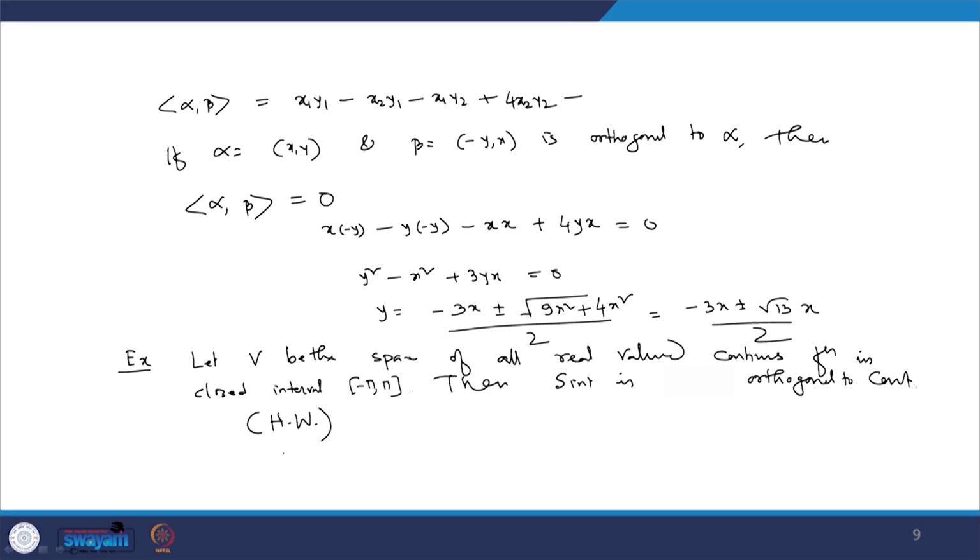We will discuss more about orthogonal sets and orthogonal vectors in our next class. So we see that if two vectors are orthogonal, they have to satisfy certain criteria. Again, over the space of real continuous functions in the closed interval minus pi and plus pi, the function sin t is orthogonal to cos t, or cos t is orthogonal to sin t. We will discuss more on orthogonal sets and some properties of this in our next class.